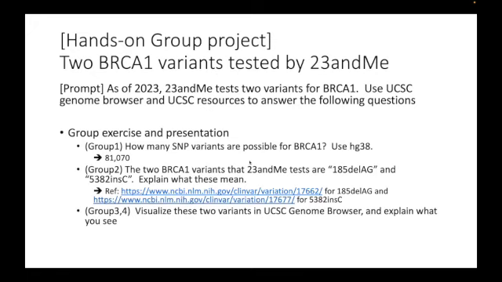Right. So group one. How many SNP variants are possible for BRCA1? Use the HG38 and then the UCSC genome browser or UCSC resource. My question is, did you get the same answer or different answer? Where is group one? So what did you get? Some of us get 280 regions.